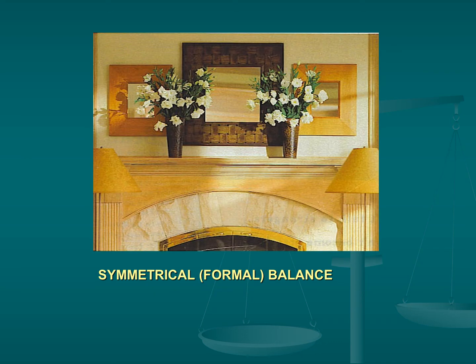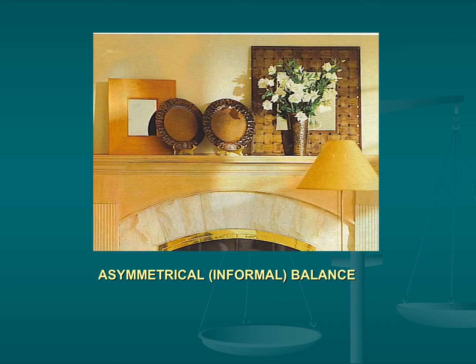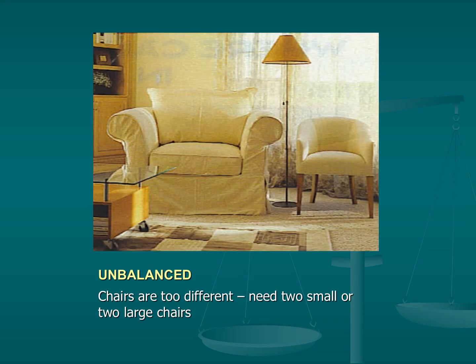So here, once again, you have your formal balance. You see it's the same on the right as it is on the left. Next, you have asymmetrical, informal balance. Once again, you have that sense of balance there. If you slice it right down the middle, you still have certain things that take up the space and create that visual appeal. And then you have here, which is very, very unbalanced. Once again, these chairs are way too different. If you slice it down the middle, it doesn't look like it takes up the right amount of visual space.